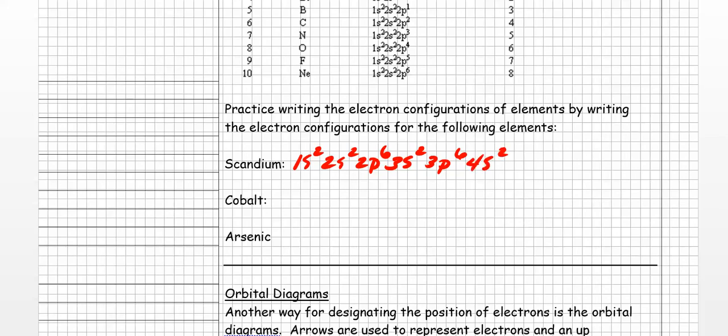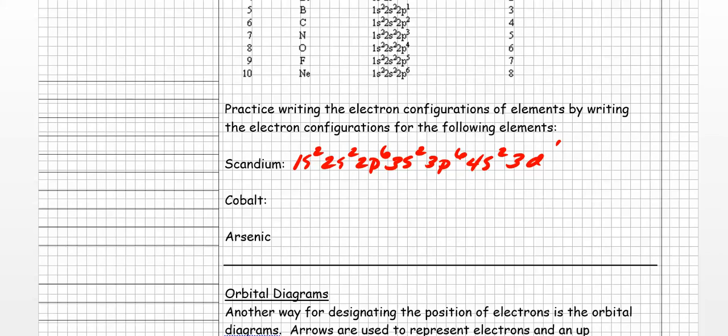And now I go to a d sublevel. Scandium is in the d sublevel, so scandium would be 3d1, just like that. All right? So scandium's electron configuration notation is written right there.